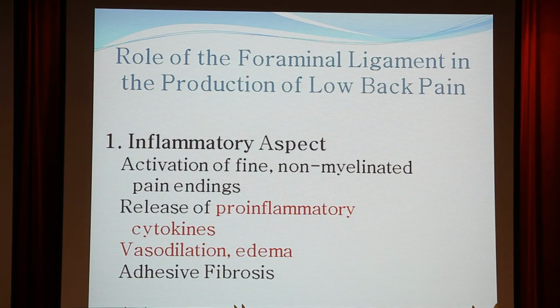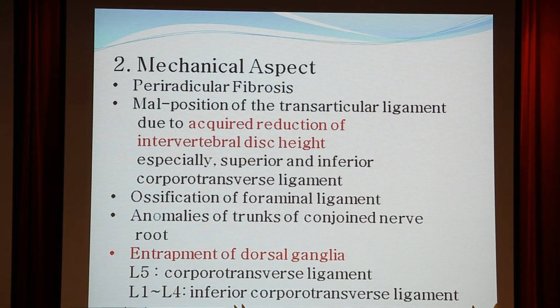So the role of the foramen ligament in low back pain includes an inflammatory aspect. It can activate nerve endings, and it can release pro-inflammatory cytokines, and vasodilation and edema can occur, and eventually fibrosis occurs. In the mechanical aspect, it shows perineural fibrosis, also malposition, particularly due to reduction of the intervertebral disc height, which causes several problems, and obstruction of the foramen can occur. Normally, compression of the nerve root can occur, and the dorsal root ganglion is affected.